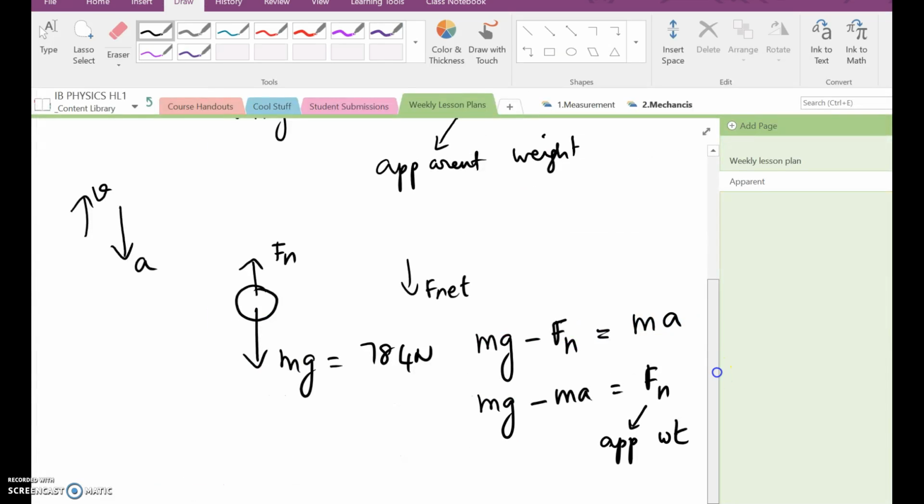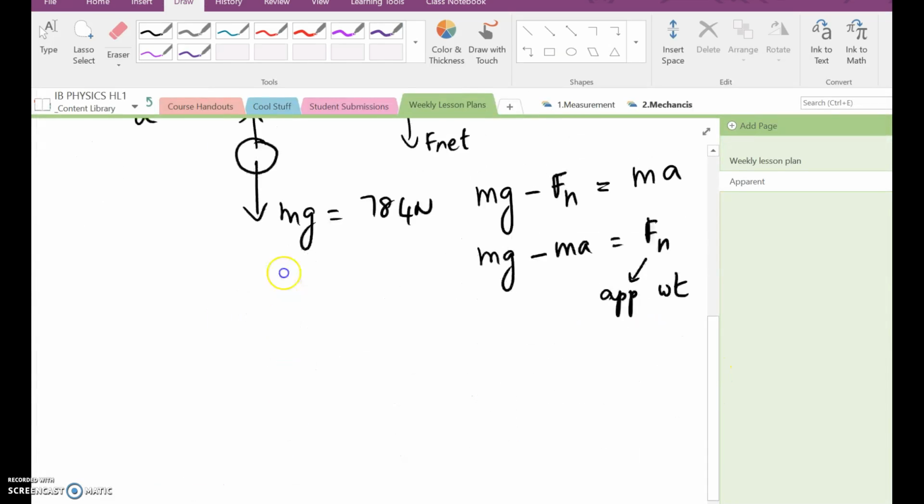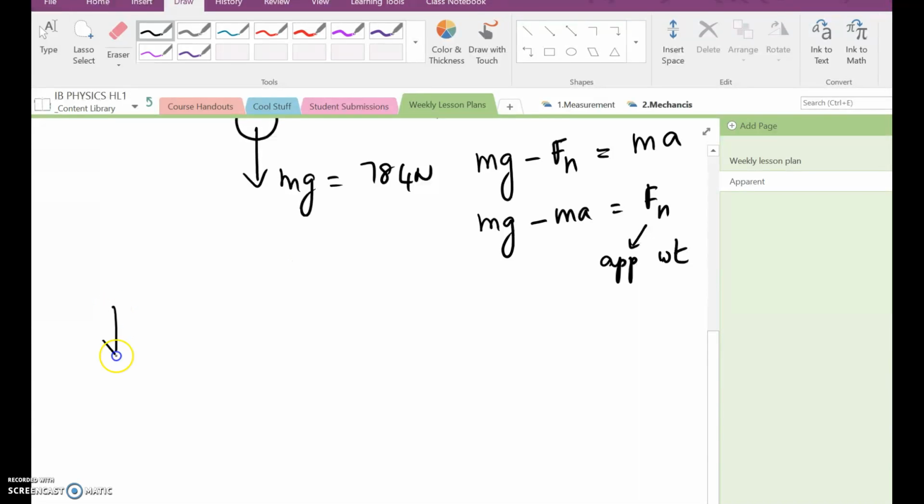What happens if the elevator cable is cut off and you are actually accelerating downwards at a value equal to g? That means if a is equal to g, isn't that situation interesting? Use the formula to see what will happen if a is equal to g.